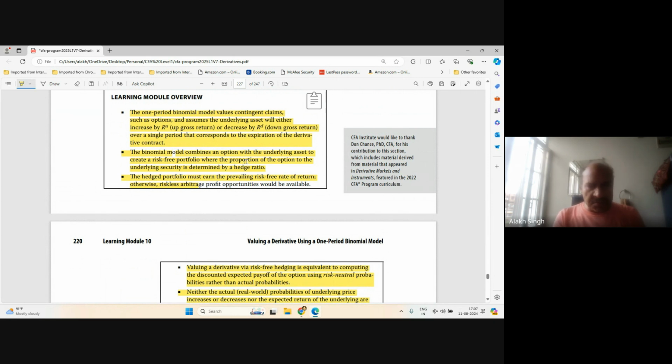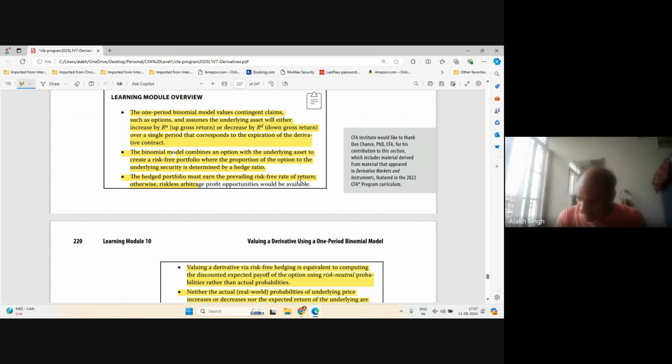The risk-free portfolio is one where whether the market goes up or down, you will have the same portfolio value. Then only it is a risk-free portfolio value. Otherwise, if the values differ, then they will be different. Now, how to make that risk-free portfolio, that we will discuss. It tells us that we can have that portfolio by having a hedge, and the hedged portfolio must earn the prevailing risk-free rate of return.